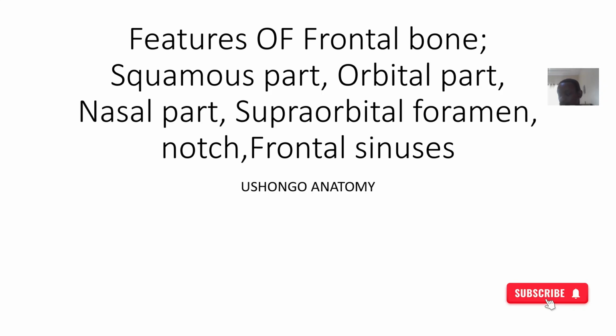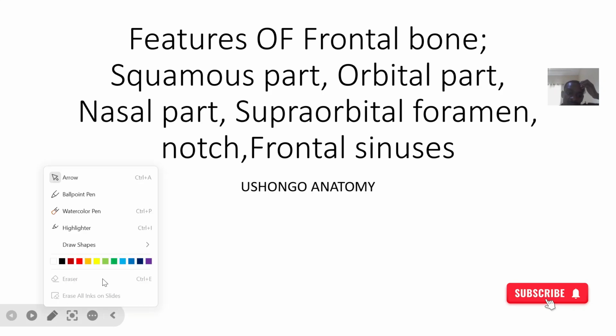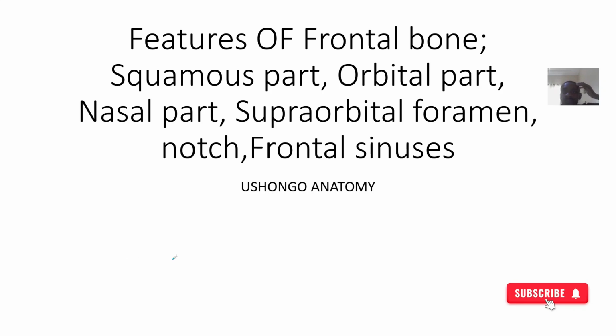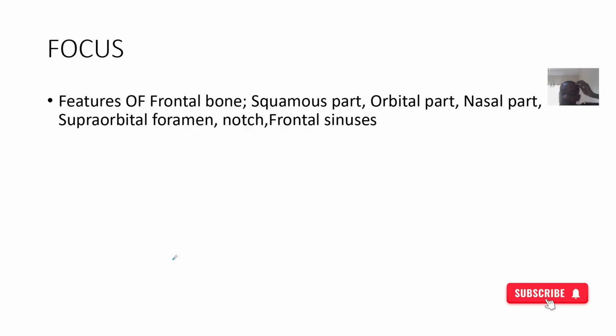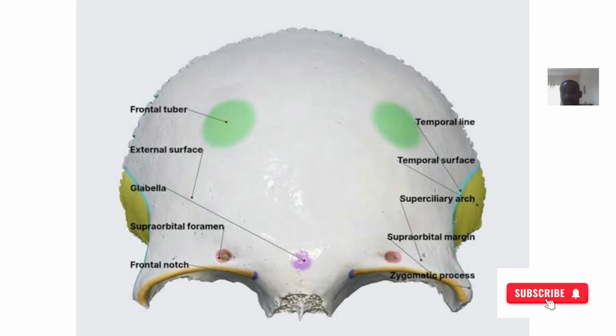Picking on the next bone, which we'll get to talk about, its features. So features is more of like you trying to talk about the parts, and this is what is known as a frontal bone. So we're looking at the features or the parts of the frontal bone. So the frontal bone has some parts. We have the squamous part, we have the orbital part, we have the nasal part, we have the supraorbital foramen, the notch, and the frontal sinuses.